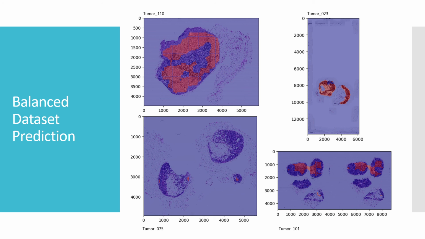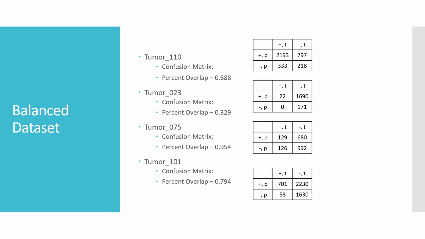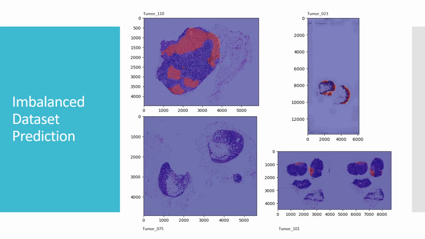So this is the prediction for the balanced data set. It looks okay. It definitely overpredicts positive. This tumor 023 really barely had any tumor, and that's not what we see here. Again, this is just the percent overlap and a confusion matrix. Then we move on to the imbalanced.